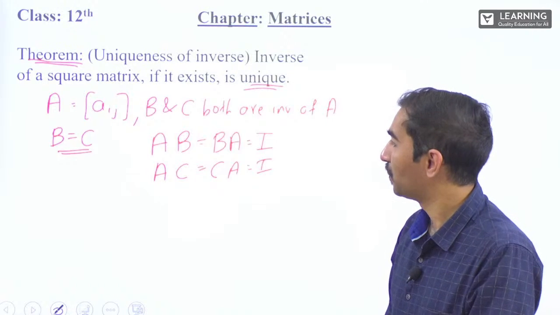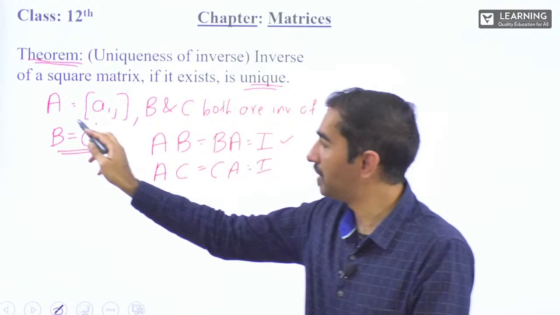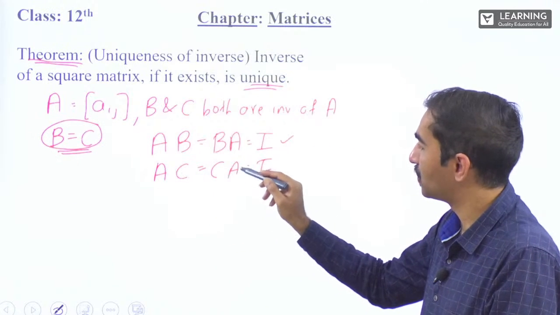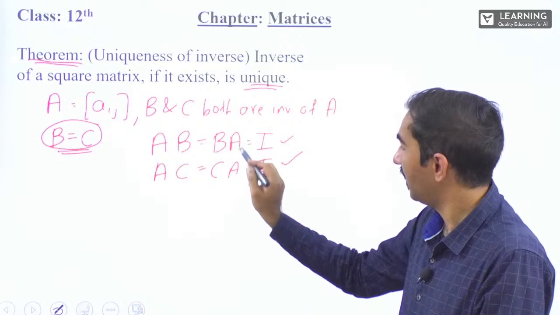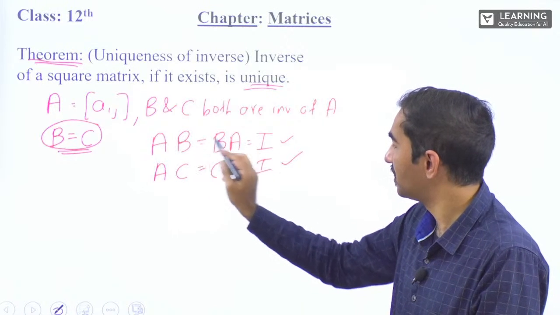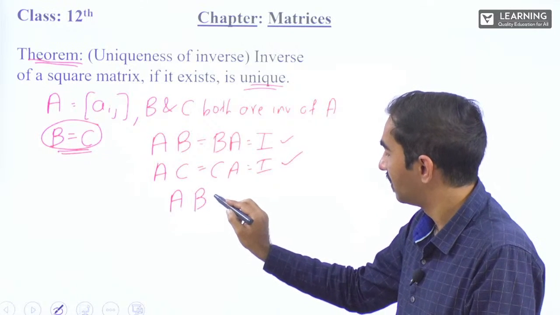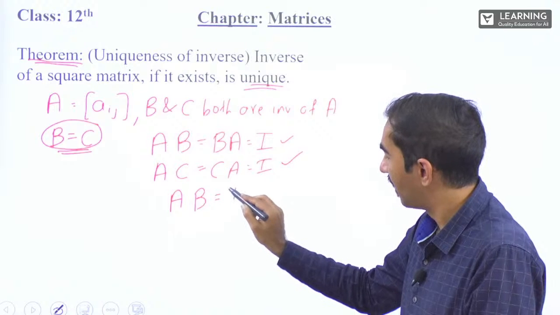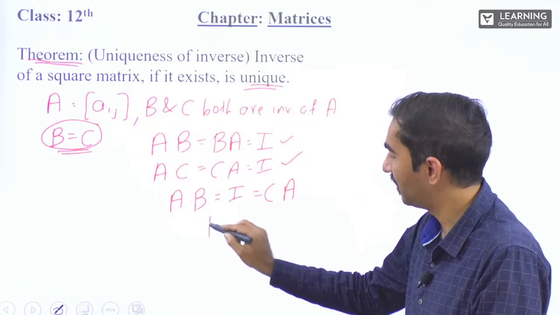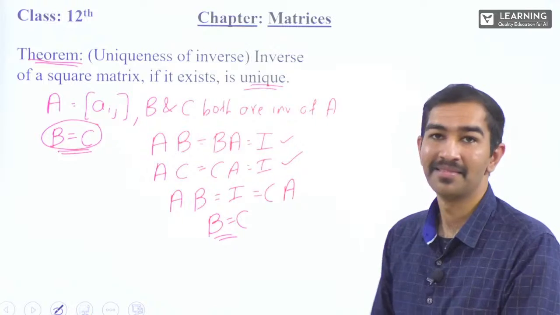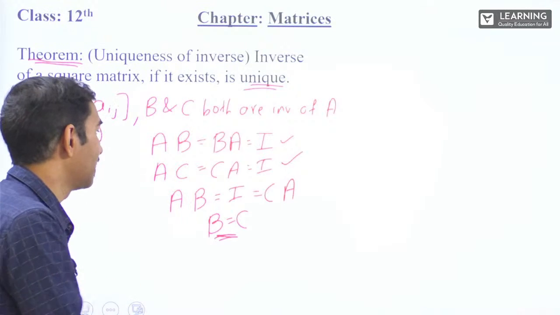Correct. So now what we'll do here, students? A dot B is equal to B dot A is equal to I. This we have written. We have to show that B is equal to C. A dot C is equal to C dot A is equal to I again. Students, see this. A dot B is equal to I, which is equal to C dot A. So from here can we tell that B is equal to C? Is this correct? B is equal to C. That is what we had to prove in this theorem, and that has been proved.